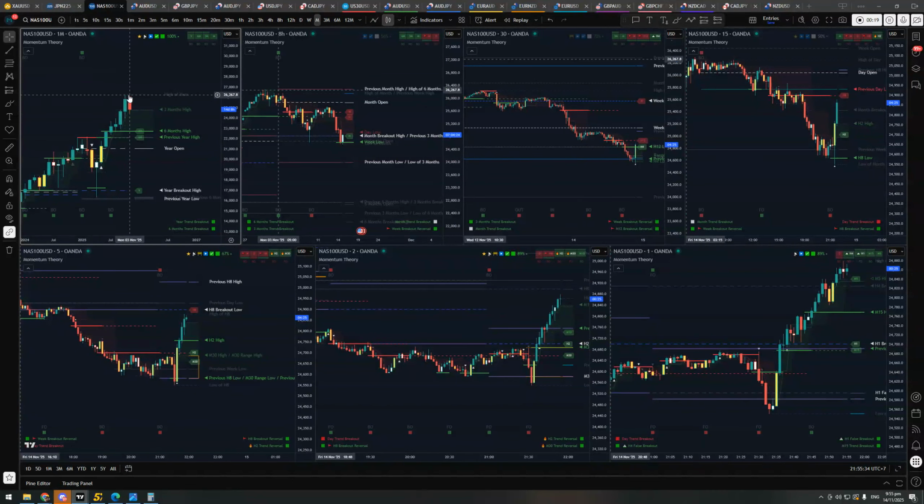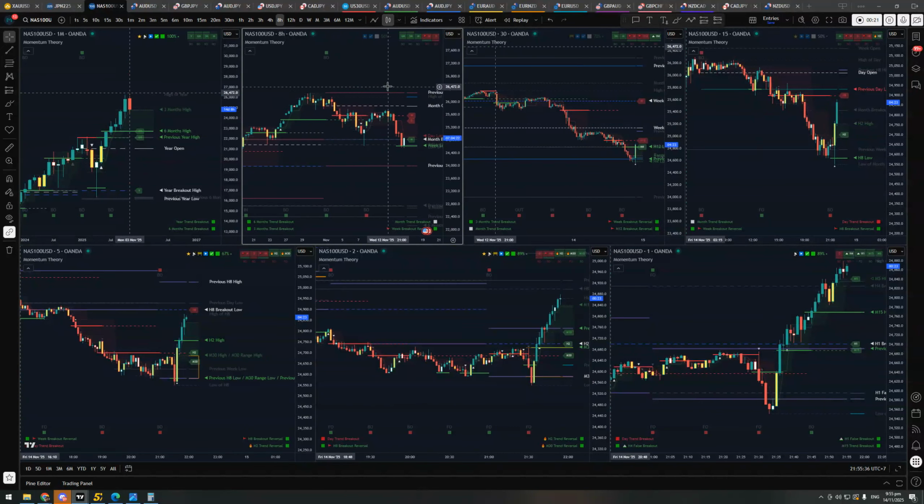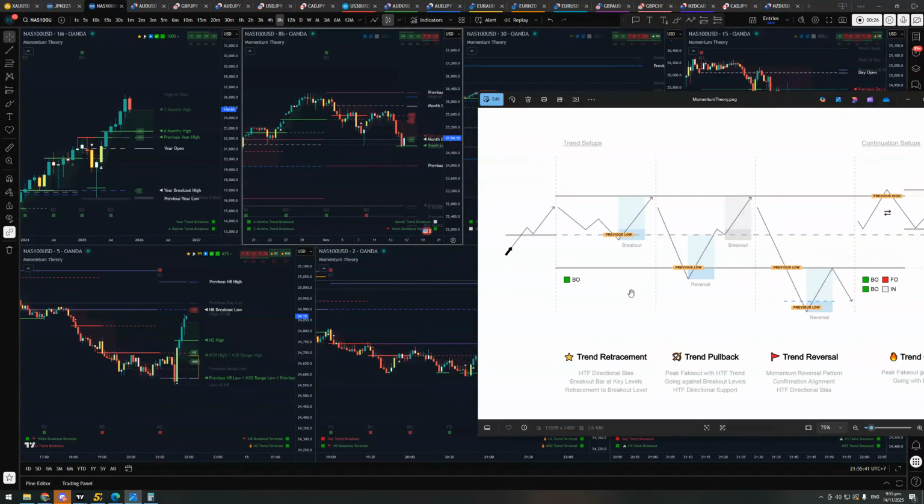So whenever I see a breakout bar, the first setup I'm always looking for is the trend retracement setup. So for the trend retracement setup, what I want to see is a breakout bar. I want to see higher time frame directional bias. We have that 100% bullish confluence here. And I want to see a breakout bar to a key level.